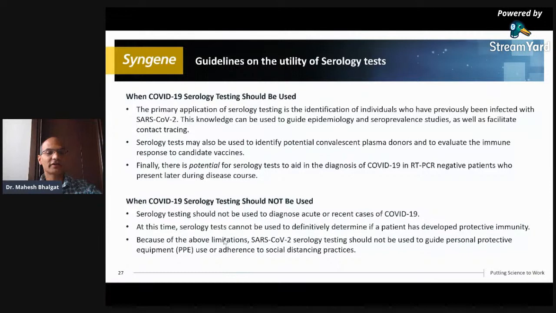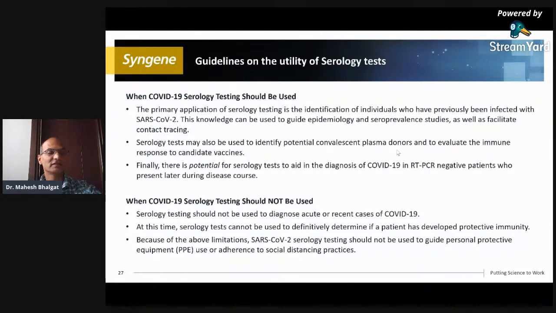So based on all of this kind of confusing information, how should serology testing be used? And when is it applicable? When should one actually get into testing? It's best to use serology testing for epidemiological purposes and understanding of seroprevalence. It's also the right one to use for determination of convalescent plasma donors.